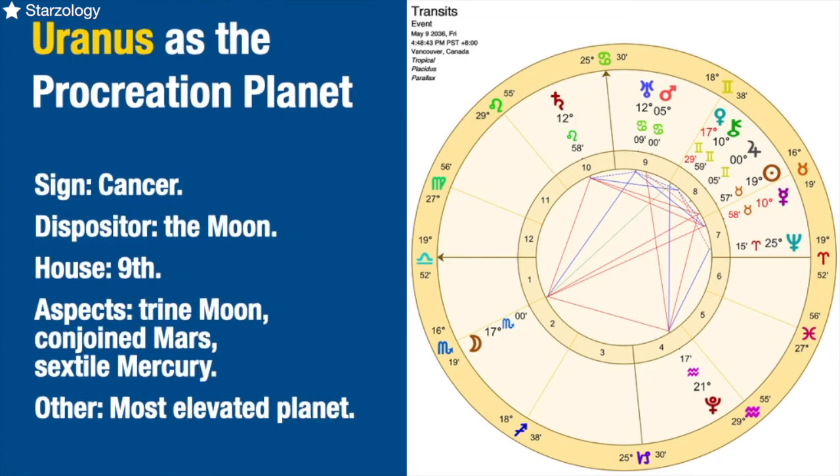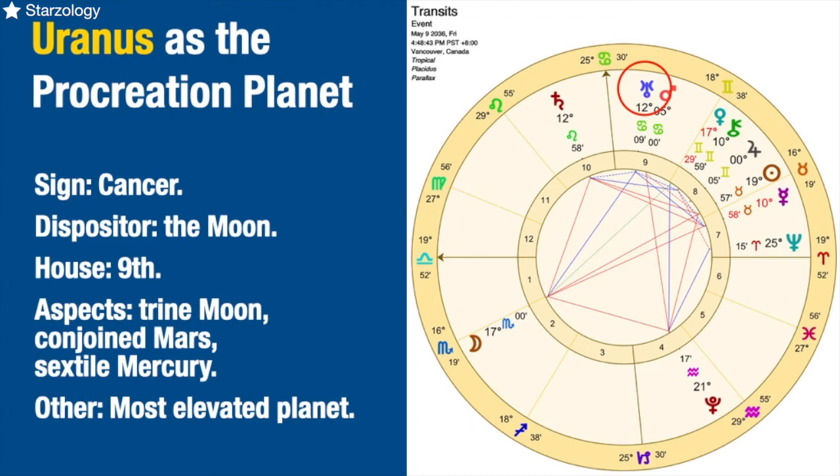So taking the same chart, let's have a look at Uranus as the procreational planet. This is now the modern ruler, and as I said before, we would typically just go with the Saturn. However, we're going to analyze Uranus as well, and here we see that Uranus is in Cancer, so its dispositor is the Moon. It's in the 9th house, and the aspects are a trine to the Moon, conjoined Mars, and sextile Mercury. So this planet doesn't have hard aspects, it only has soft, squidgy aspects to it, also from the Moon as well, in Cancer. Quite a lot of influence there coming through.